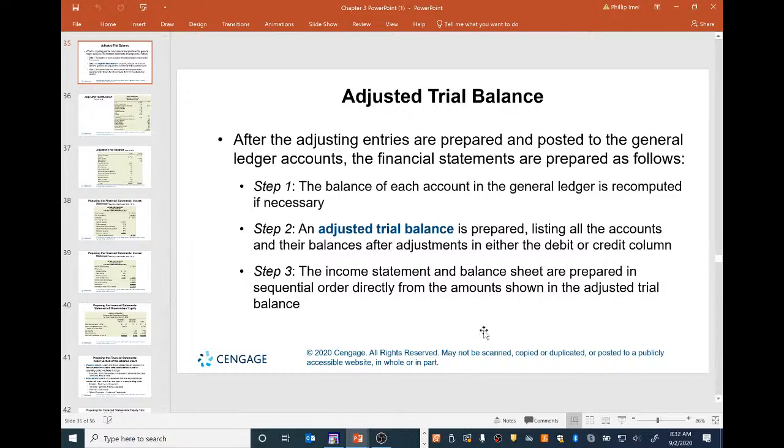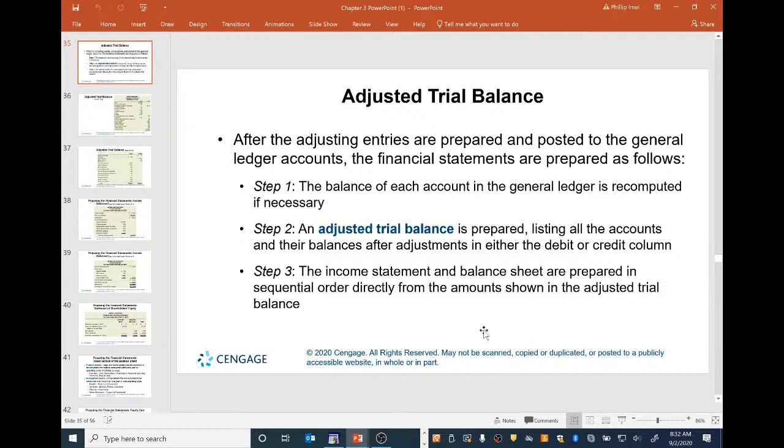Step 3, the income statement and balance sheet are prepared in sequential order directly from the amount shown in the adjusted trial balance. So once you get the adjusted trial balance, if you can get to that point, you can build your financial statements. Because from there, if you know where they belong, like on your trial balance, you already know if we're starting with assets, we're going to list them in the order of liquidity. So you can literally just punch them in. If you know the format of the statements, you can just punch them in directly off that.